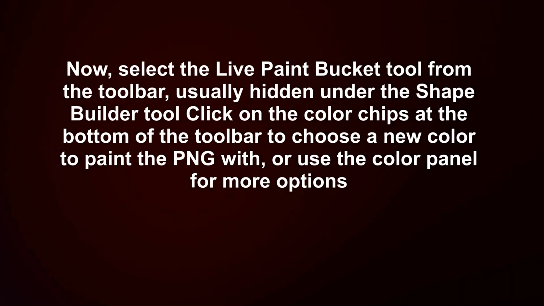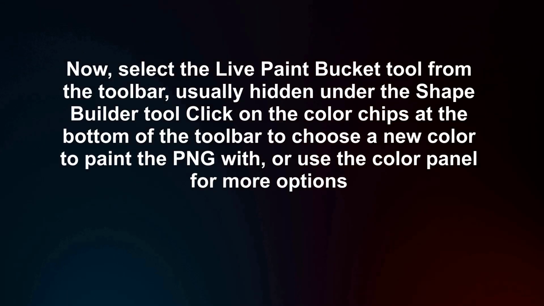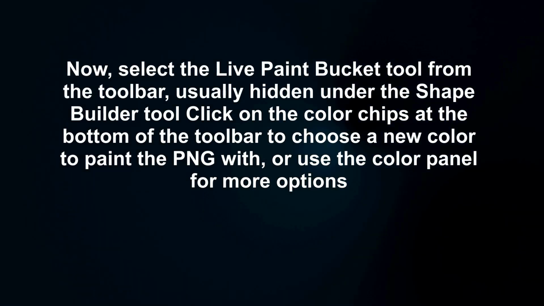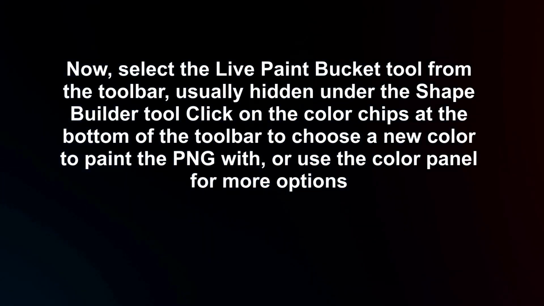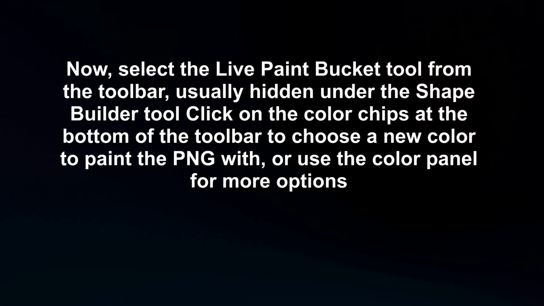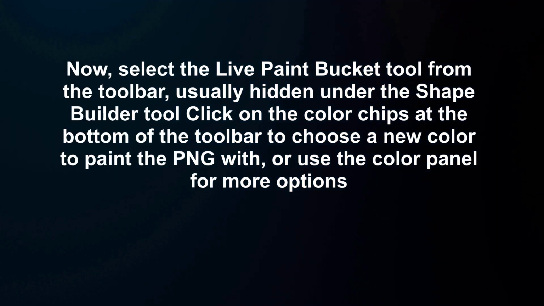Now, select the Live Paint Bucket tool from the toolbar. Usually hidden under the Shape Builder tool, click on the color chips at the bottom of the toolbar to choose a new color to paint the PNG with, or use the color panel for more options.